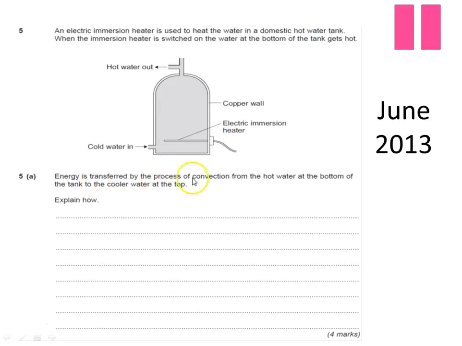Energy is transferred by the process of convection, so you won't get a mark for that, I've already told you, from the hot water at the bottom of the tank into the top. So for this question, you'd have to talk about the water at the bottom. So the water particles would gain more energy. This would cause them to expand or occupy greater space. This would then cause them to become less dense and then rise up to the top where the hot water goes out. 4 marks for this one.